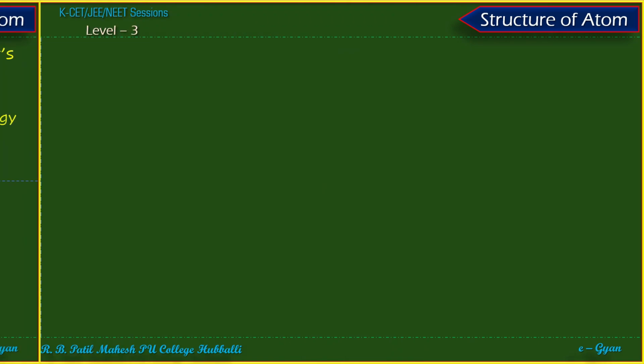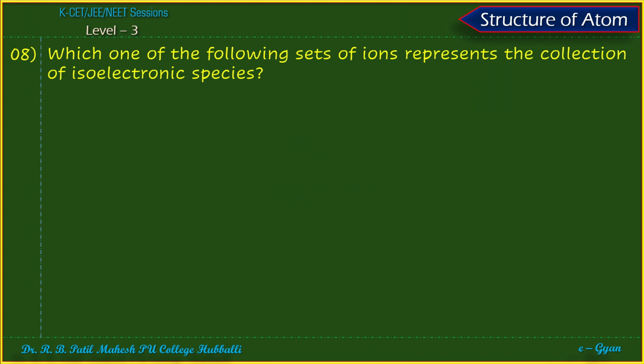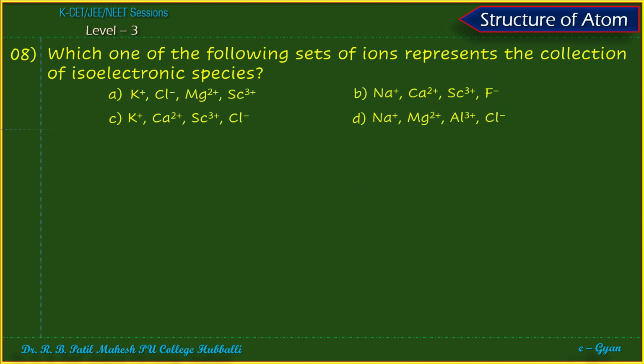Moving to the next question. Question number 8. Which one of the following sets of ions represent the collection of isoelectronic species? There are 4 options given: K plus, Cl minus, Mg2 plus, Sc3 plus.